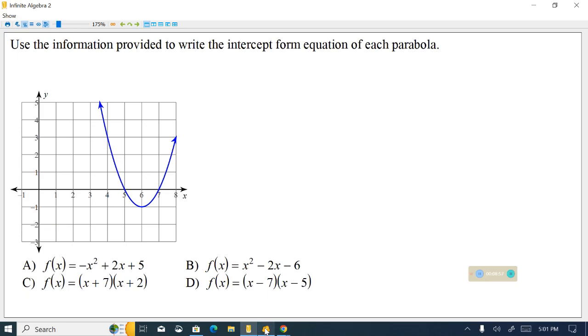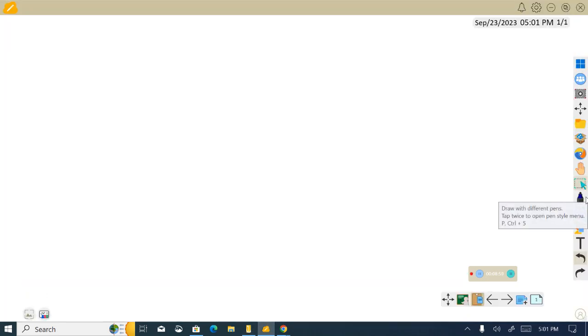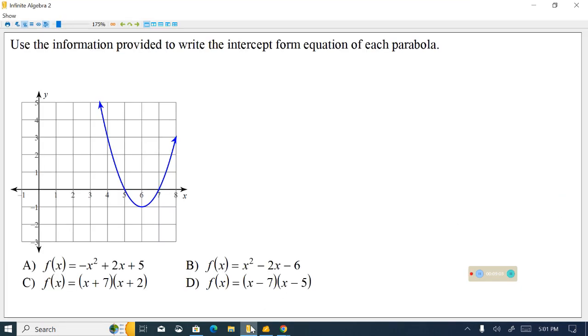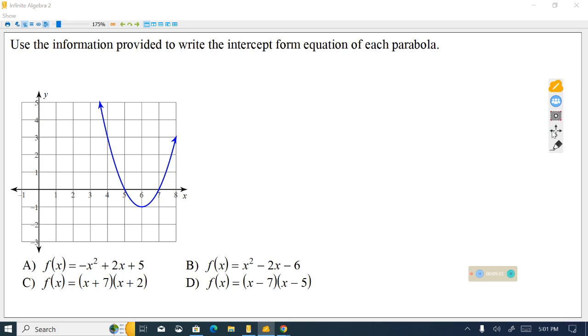Okay, in this example, we want to do the same thing. We want to read the equation, we want to read the question, and make sure we're doing the right thing. This says to write the intercept form equation, not the vertex form. We're writing intercept form. And so what that means is that we find the intercepts. I see that this crosses here and here on the x-axis. Okay, so these x-intercepts are these points that we see right there. And that tells me that I'm going to have to change the sign to the opposite sign.